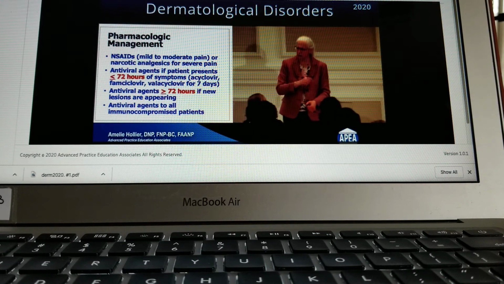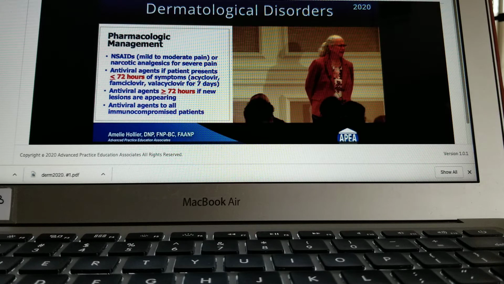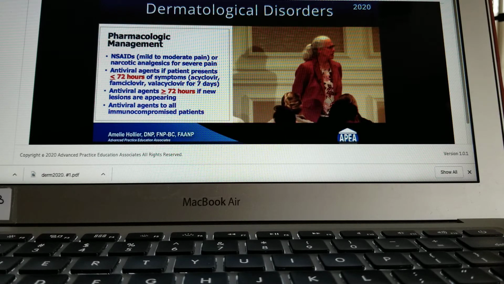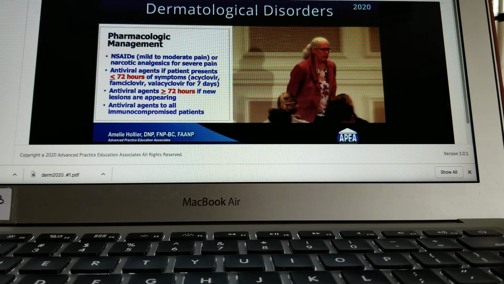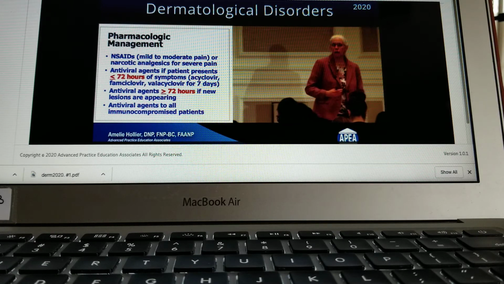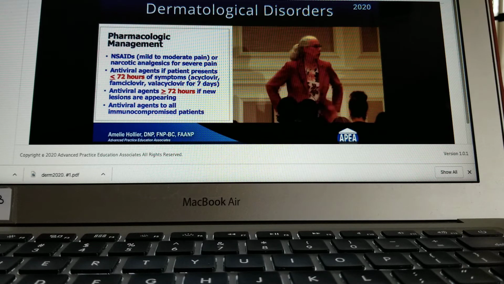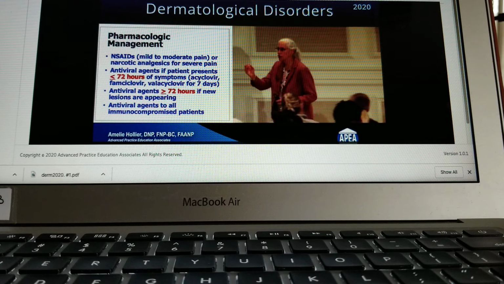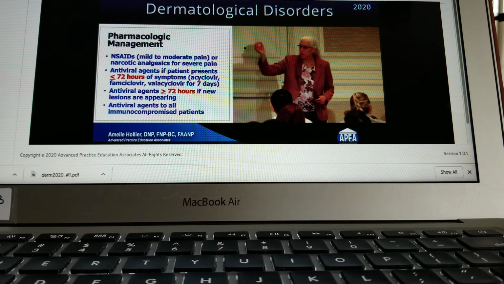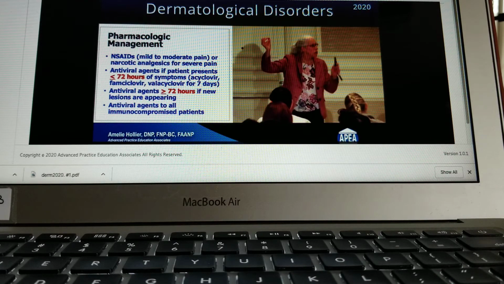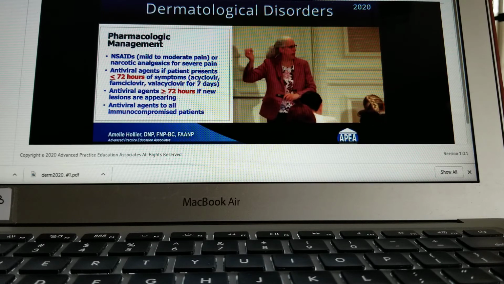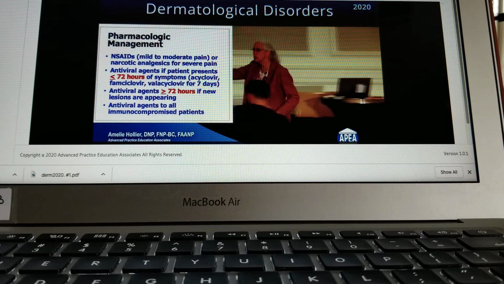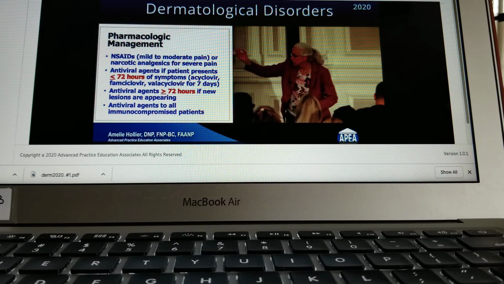Now, you see that thing up there that says NSAIDs? Doesn't that seem ridiculous? I've been telling you how painful this rash is. NSAIDs are given for a shingles rash or outbreak, not so much for pain control. Because one of the problems that happens in patients who have shingles is they get inflammation of the nerve endings. So when you give an NSAID, I hope it helps your pain. But the real reason I'm giving you an NSAID is to try to help reduce inflammation at the nerve endings.